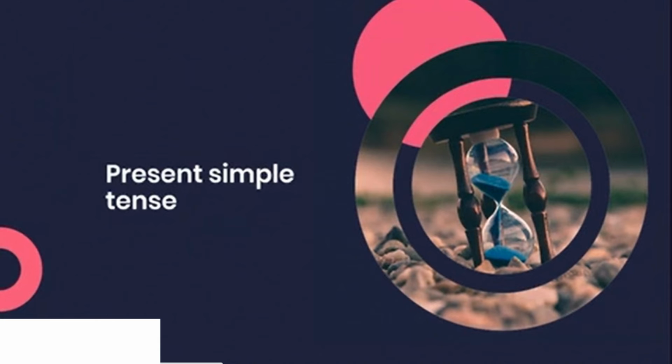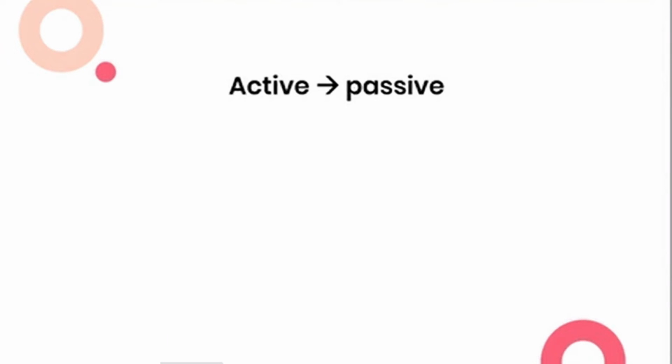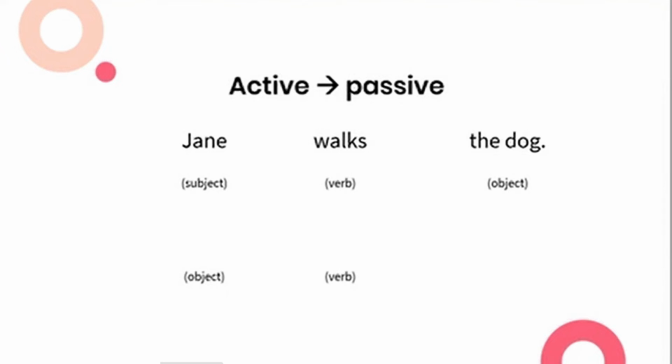Alright, so in the first core topic, we actually already looked at present simple tenses. So let's do a quick recap now. We have our subject, our verb, and our object in active form. Jane walks the dog. And then for our passive form, we need an object, we need a verb, and we need a subject. So the sentence is, the dog is walked by Jane. So as you can see, the verb changes from walks to is walked in the present simple tense.